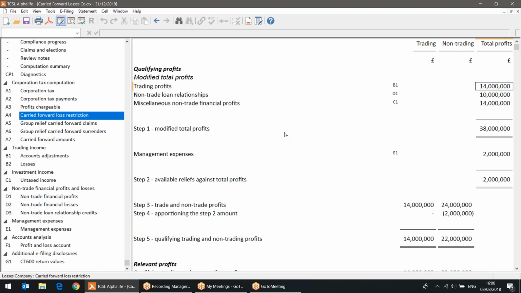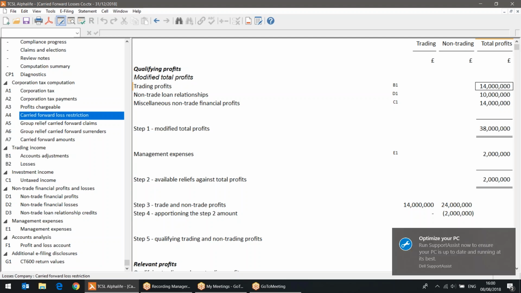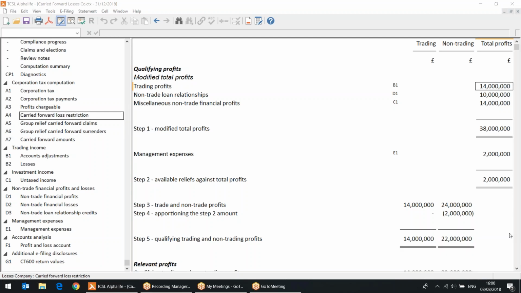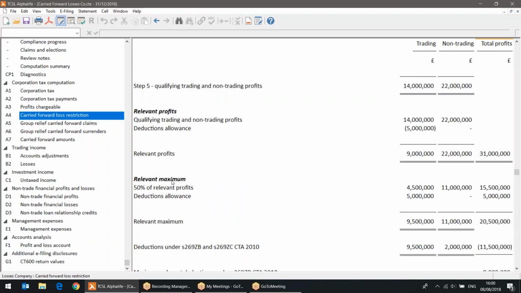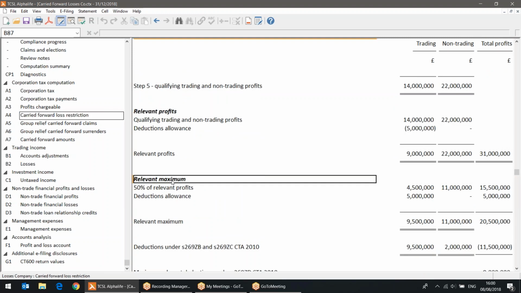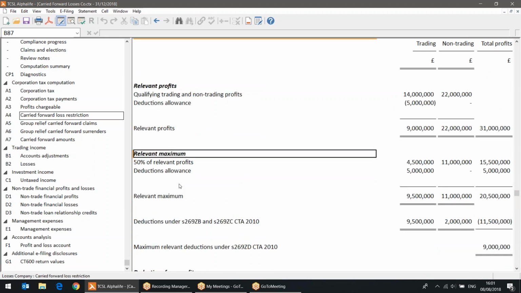The effect of the restriction, in turn, will impact loss relief returned to the individual loss report statements, trade losses, or your non-trade financial losses, for example. Now, the restrictions themselves work by limiting the deduction of losses to a relevant maximum. This relevant maximum is arrived at by following a mechanical calculation that draws in amounts from the tax computation.